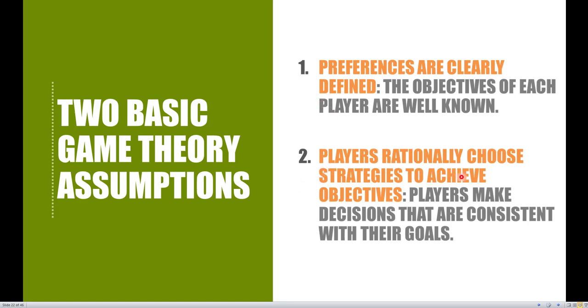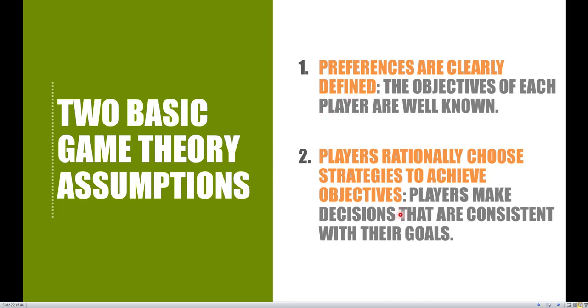Assumption number two, players are going to rationally choose strategies to achieve their objectives. Players make decisions that are consistent with their goals. So in order for them to maximize their payoff, they're going to choose a strategy that is going to give them that highest payoff. So two assumptions that we need to be aware of that are tied along with one another, that players are always going to choose the strategies that are going to give them the highest payoff. They don't necessarily want to hurt the other player. They are only interested in seeing what is the best for himself or herself.